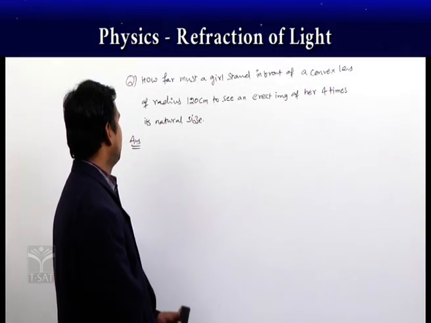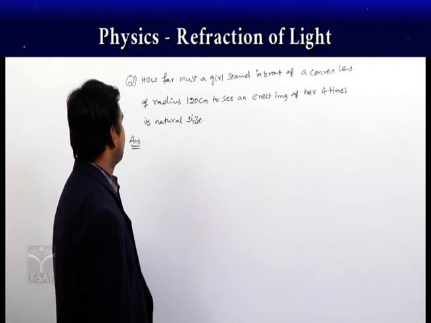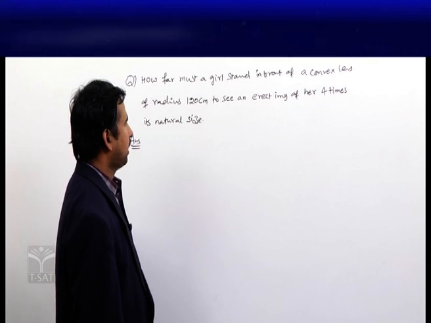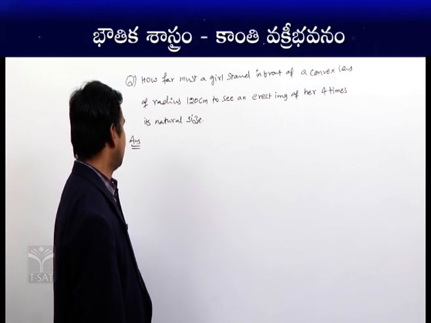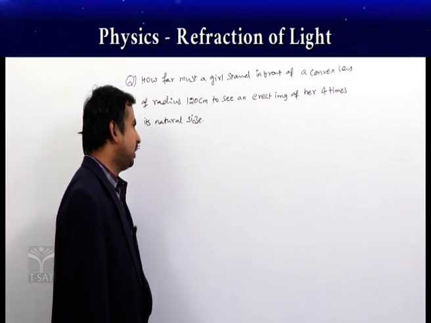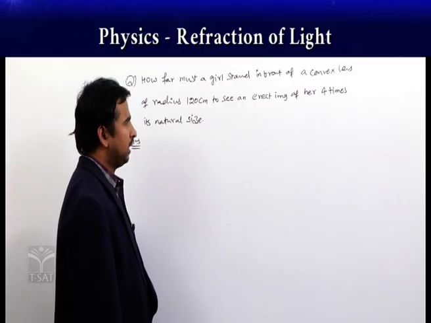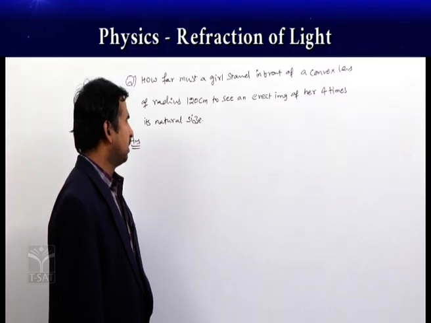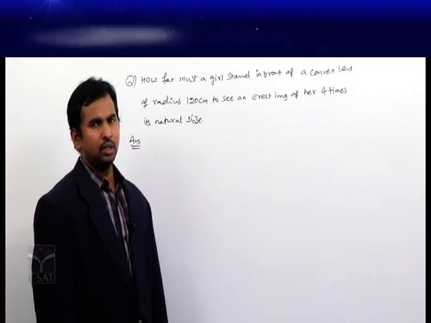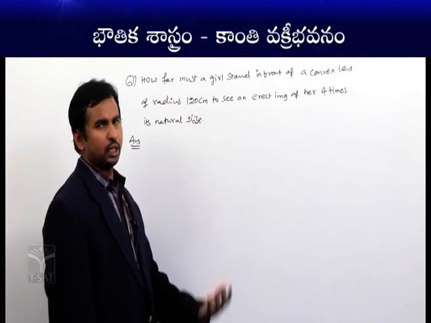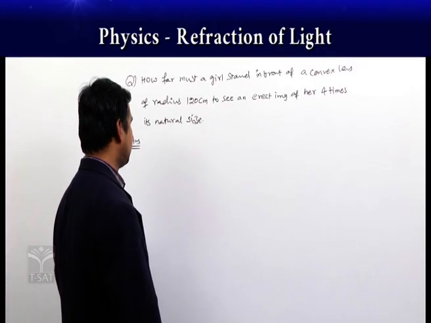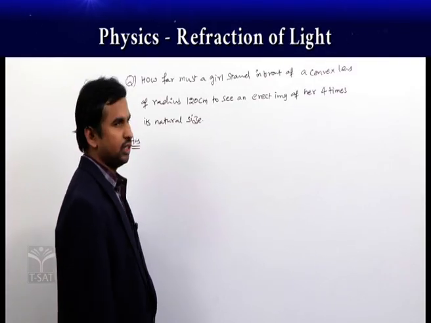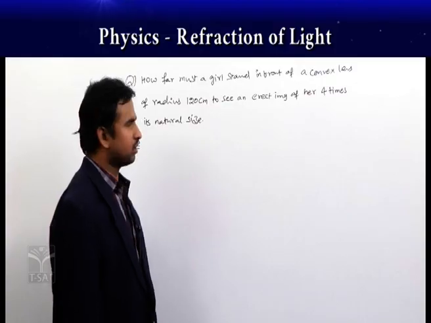Now, another question is given: how far must a girl stand in front of a convex lens of radius 120 centimeters to see an erect image of herself 4 times its natural size? Okay. So she wants to see a 4 times magnified image, and here the radius of curvature is given as 120 centimeters.